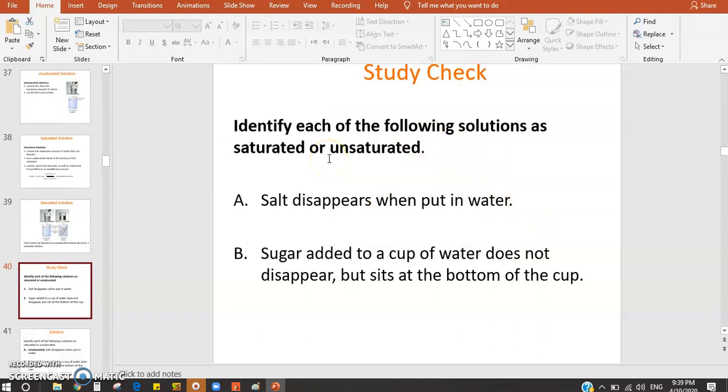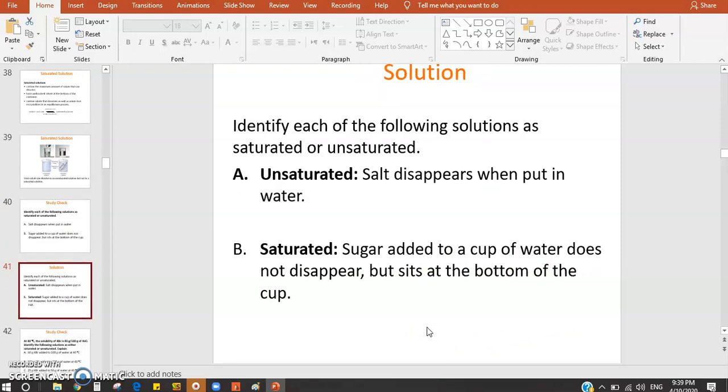Let's do this study check. Identify each of the following solutions as saturated or unsaturated. Salt disappears when put in water. Of course, it's unsaturated as long as it disappears. Sugar added to a cup of water doesn't disappear but sits at the bottom of the cup. That's exactly what a saturated solution is.